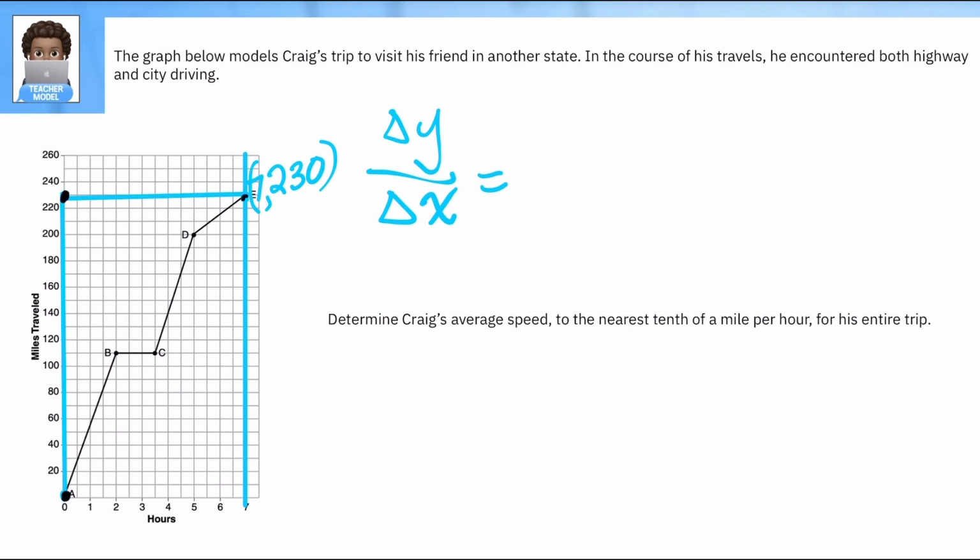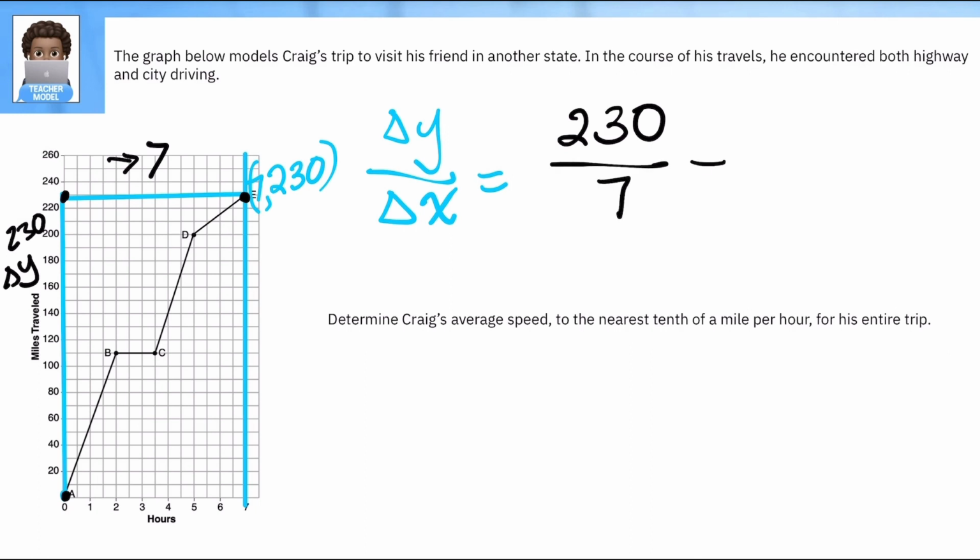I have 3 points. I can find this change of Y here. So it went from 0 to 230, so that's up 230, and it went from 0 to 7, over 7. So here's 230 over 7, and this would also work, which was simplified to 32.9 miles per hour.